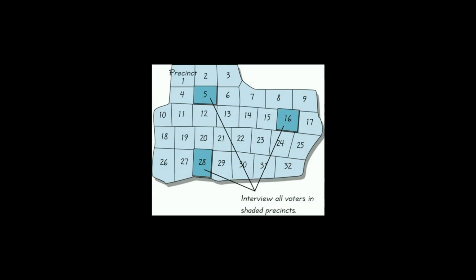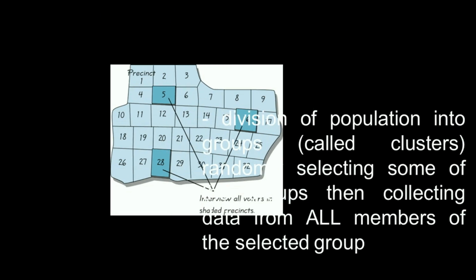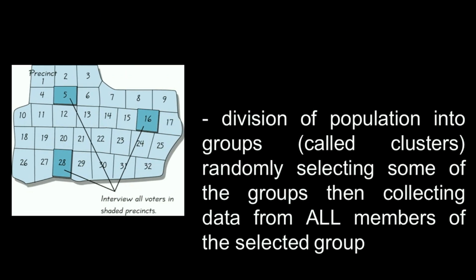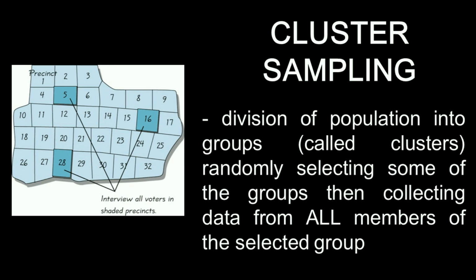The last one is this. What can you say in this picture? Now, when there's a division of population into groups called clusters, and randomly selecting some of the groups, then collecting data from all members of the selected group, it's called cluster sampling. The results are usually used extensively by government and private research organizations. Examples are exit polls.